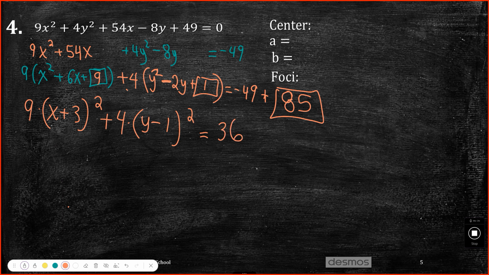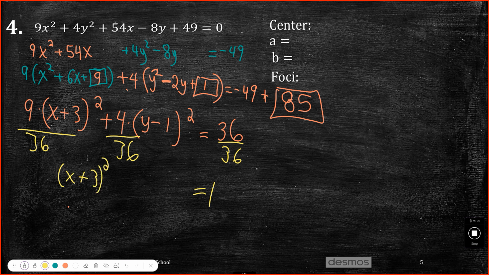If this is an ellipse, it has to equal 1. So how do I make it equal to 1? How many times is 9 going into 36? So it's going to be (x plus 3) squared over 4.